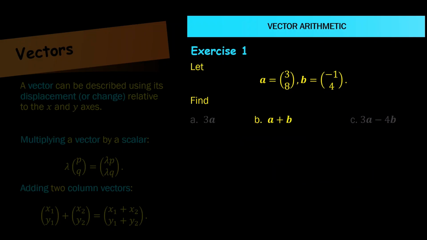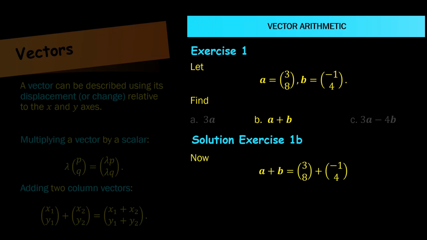And now for part B. Let's solve this. A plus b equals (3, 8) plus (minus 1, 4). Add the x components and the y components to give (2, 12).